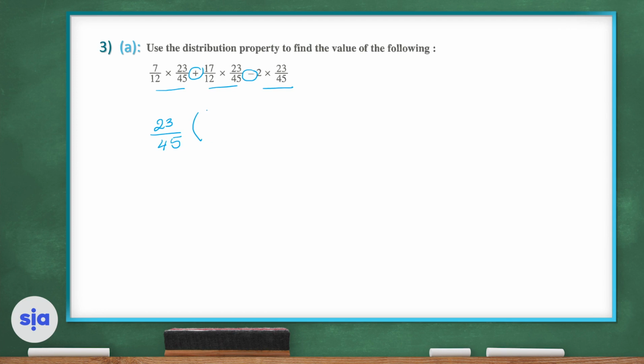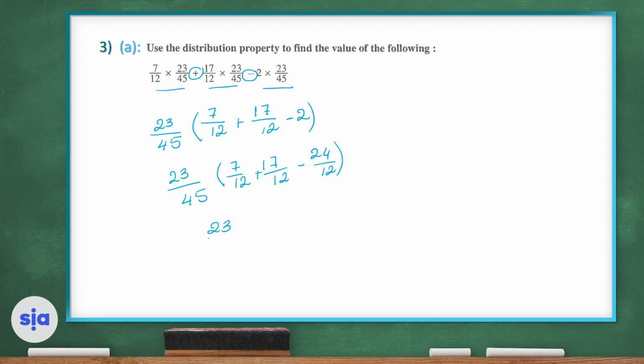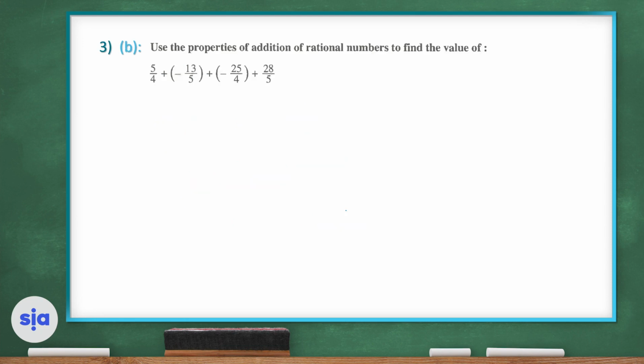After that, we combine them together, 7 over 12 plus 17 over 12 minus 2. To find the value of this, it's 7 over 12 plus 17 over 12 minus 24 over 12, which is the 2, and here it's multiplied by 23 over 45. So 23 over 45 multiplied by, here 7 plus 17 is 24, minus 24 is 0. So 23 over 45 multiplied by 0 is 0. Question 3b.